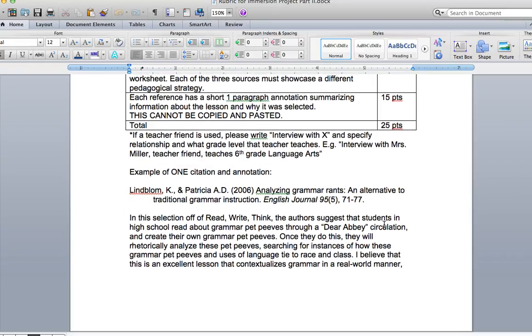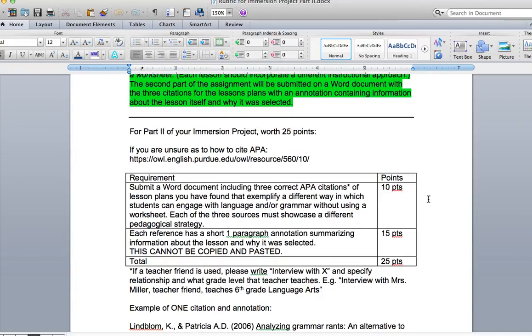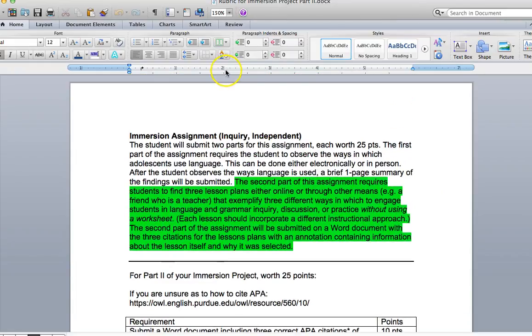So if you are going to use a friend who is a teacher who has a great strategy, please write interview with X and specify the relationship and what grade level that teacher teaches. Okay, and I've given you an example here that you can utilize. This can be peer-reviewed work. You can look at Read, Write, Think, which is a good starting place, but you do need to submit 3 citations with your immersion assignment, which is worth 25 points.